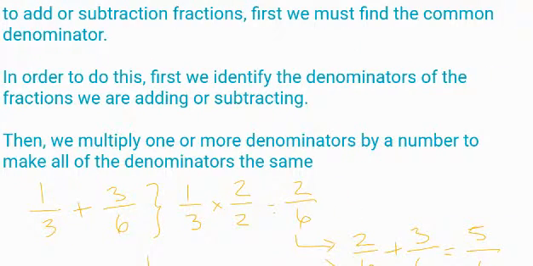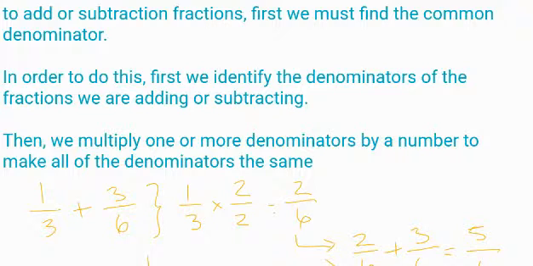So if we want to add or subtract fractions, the first thing we have to do is find the common denominator. In order to do this, we have to identify the denominators of the fractions that we are adding or subtracting, and then we can multiply one of the denominators by a number to make all of the denominators the same. So in this example, we're trying to add 1/3 and 3/6.